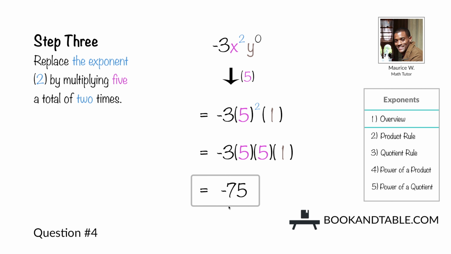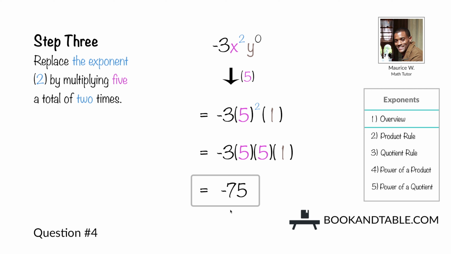So those are a few examples about how you would evaluate the value of a term that has multiple variables if you're plugging in a value for one or some of those variables, and how the negative sign is affected by the presence of parentheses.